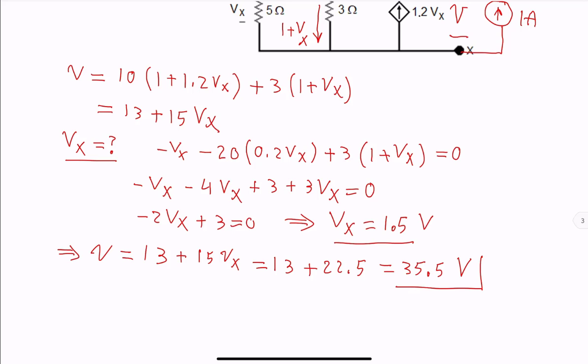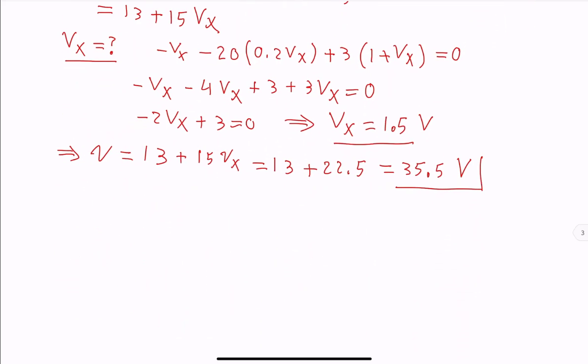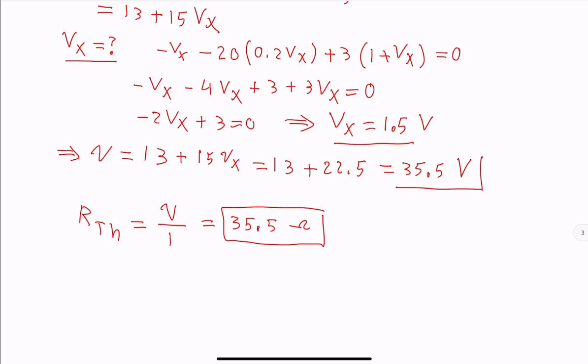So this is the voltage generated across the 1 amp source. 1 amp results in 35.5 volts, which tells us Thevenin's resistance is resulting voltage divided by applied current, 35.5 ohms. That is Thevenin's equivalent of the circuit.